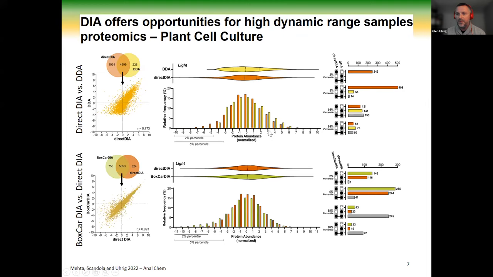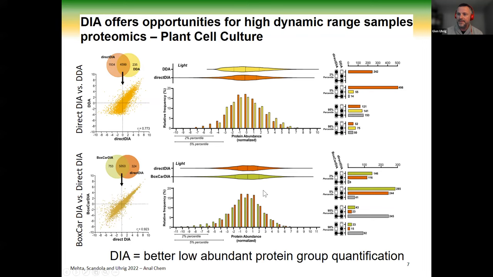And then when you apply boxcar DIA, we got even better distribution of the ability to quantify both high and low abundant proteins relative to direct DIA, giving us some indications that in fact we are making further improvements. And you'll see a little bit more about why that might be. So I can safely say that data independent acquisition is much better at quantifying lower abundant proteins.